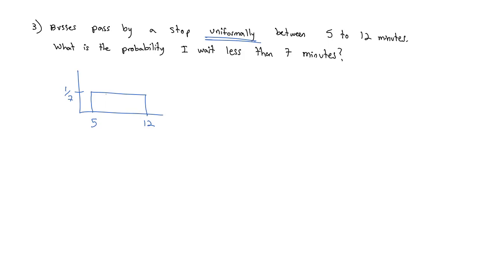We want to wait less than 7 minutes. So 7's right about here, and it says less than 7. So we want the area between 5 and 7, because area is the probability. Well, area is base times height. This base is a distance of 2. The height is a distance of 1 over 7, because it's that all the way across. And so our probability is 2/7, or about 0.28.